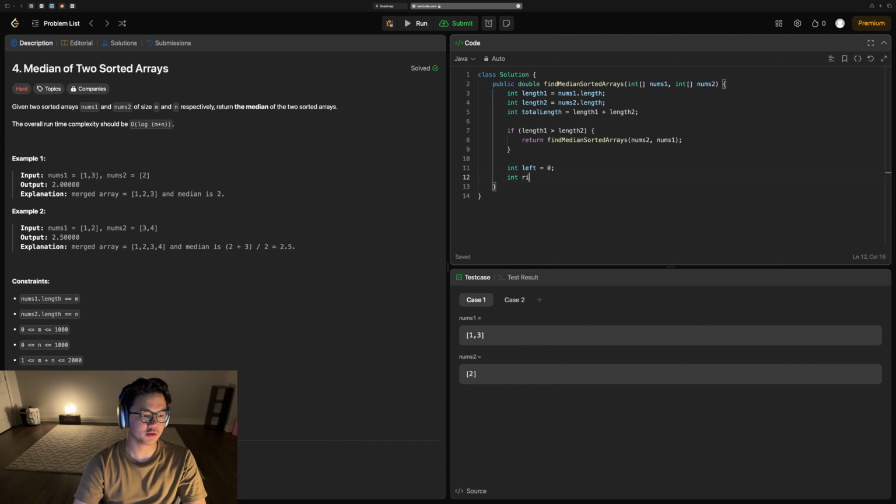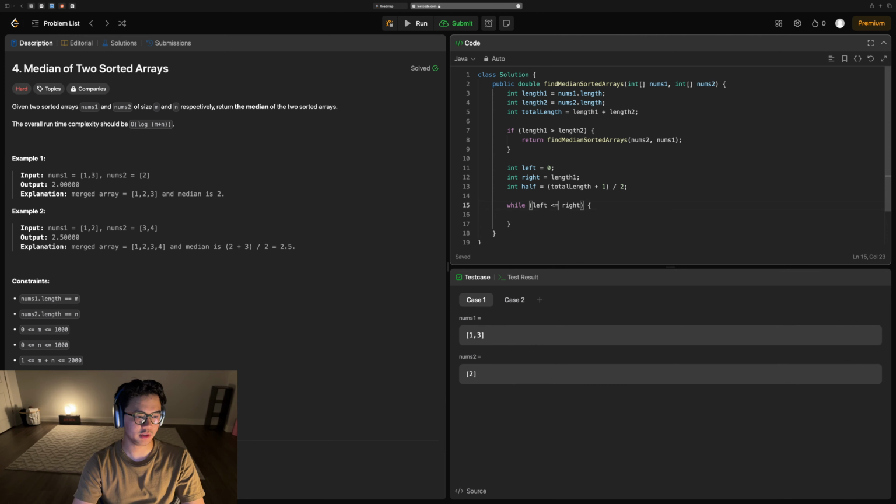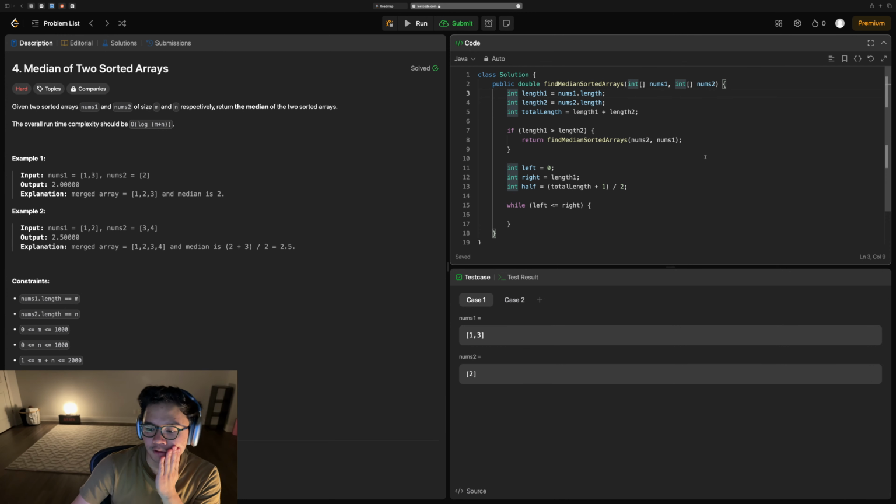So the left pointer is 0, the right pointer is length 1, half is total length plus 1 divided by 2. We have to do less than or equal to here. That's the thing that I need to figure out why we do. Okay, we need to walk through this again. So length 1, we need to keep length 1.